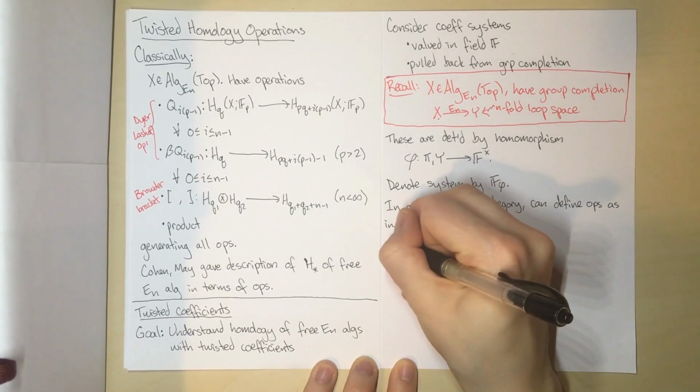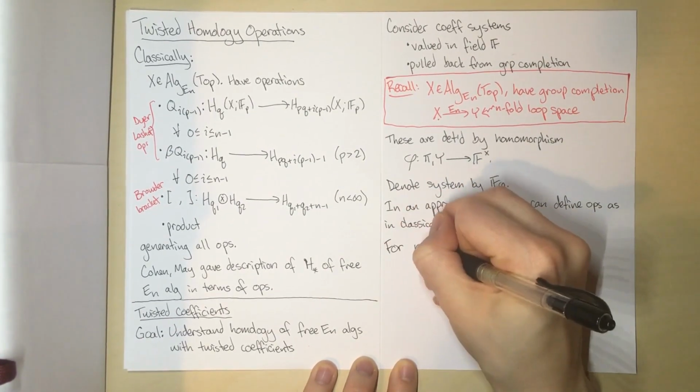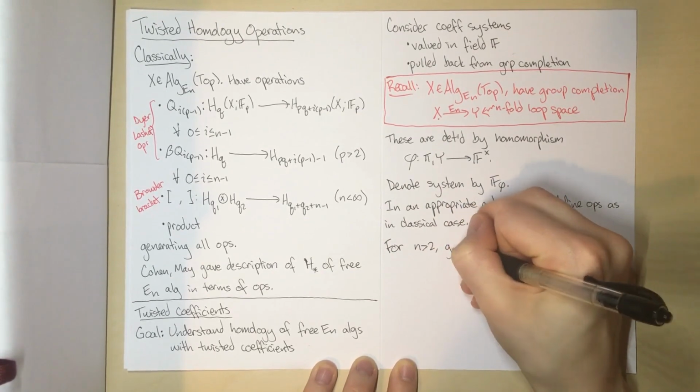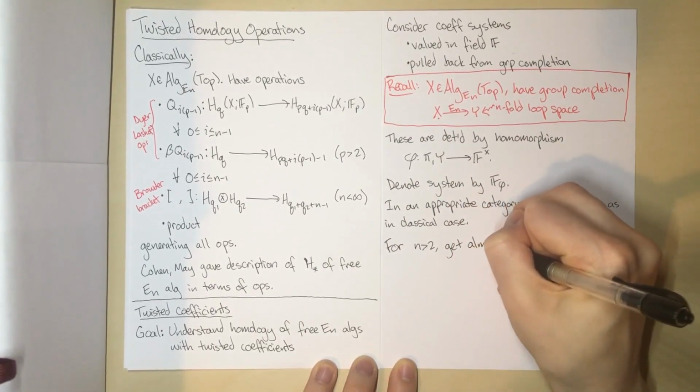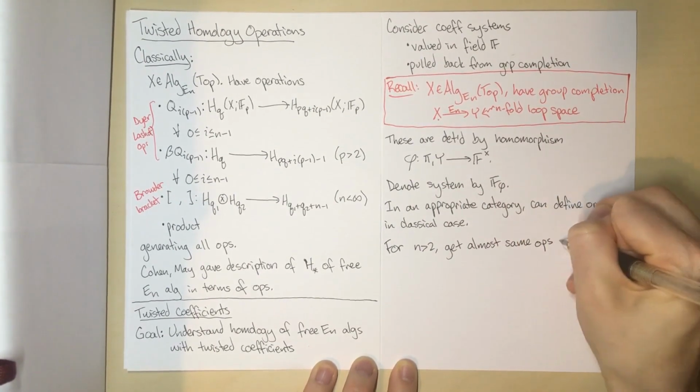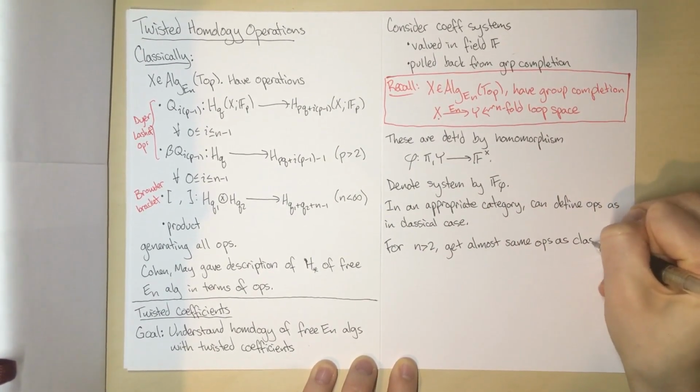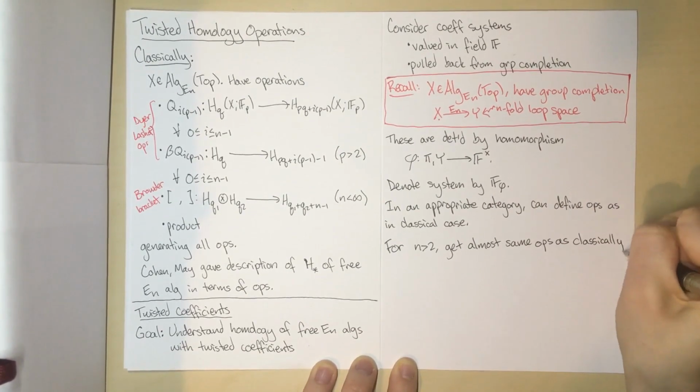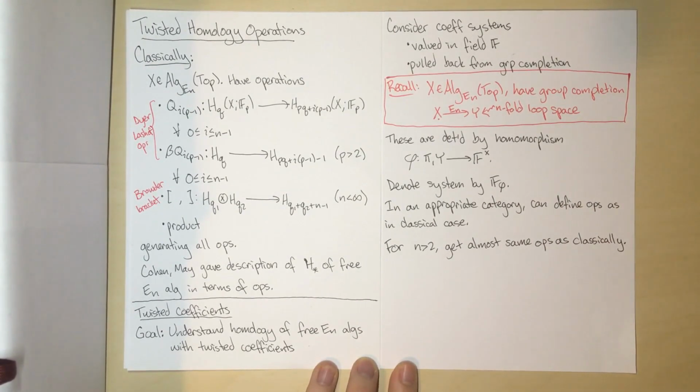And once you do this, it turns out that for n greater than 2, you more or less get the same operations as in the classical case. There's a slight subtlety that you get some signs being different, and so there's work to be done to write out the analog of Cohen and May's result for this case, but there aren't really any new ideas, and it really should just be a reformulation of their work.